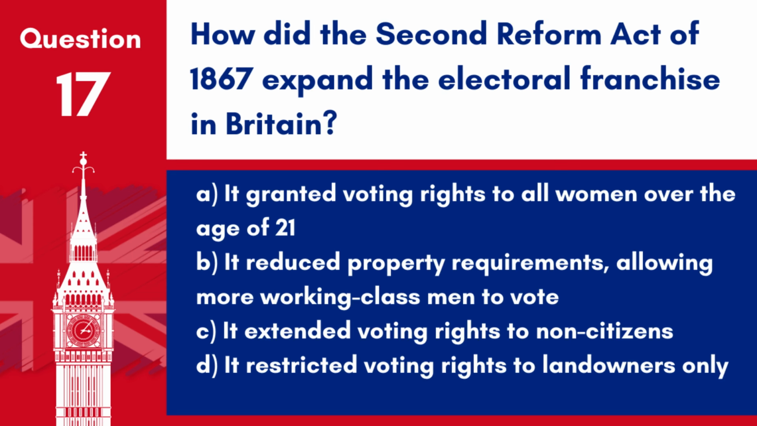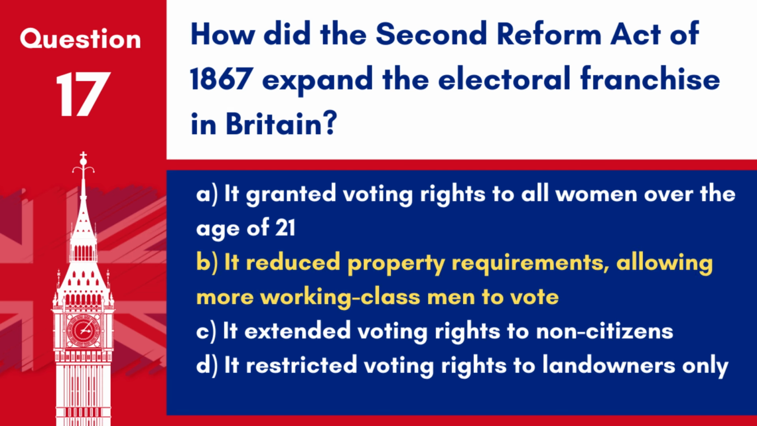Question 17. How did the Second Reform Act of 1867 expand the electoral franchise in Britain? A. It granted voting rights to all women over the age of 21. B. It reduced property requirements, allowing more working-class men to vote. C. It extended voting rights to non-citizens. D. It restricted voting rights to landowners only.